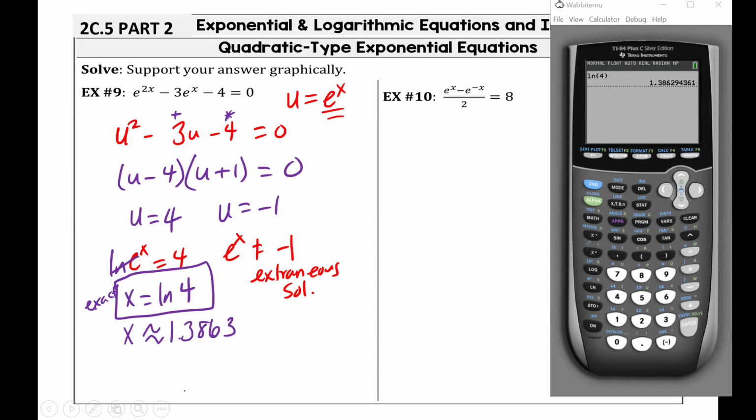All right. Now it says we're going to support our answer graphically. Remember, we talked about this yesterday. When you're supporting your answer graphically, that means you're going to y equals. You're putting your left side in as your y1, your right side in as your y2, and you're going to look for the what? Intersection. So I'm going to put in secondary e to the 2x minus, oh, forgot my 3, secondary e to the x minus 4. And then I'm going to put in y2 is 0.